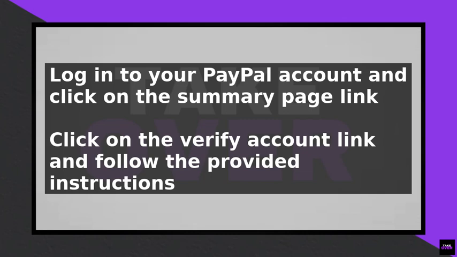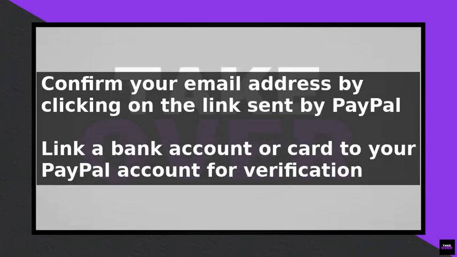You will be asked to confirm your email address by clicking on a link sent to you by PayPal. Once you have confirmed your email address, you will need to link a bank account, credit card, or debit card to your account. You can do this by clicking on the wallet link at the top of the page and then clicking on Link a Card or Bank. After you have linked a bank account, credit card, or debit card, you will need to confirm it.